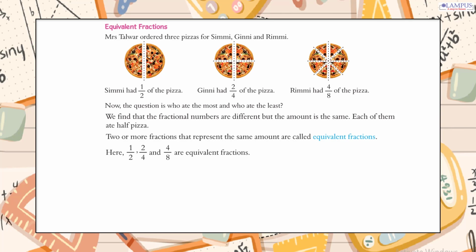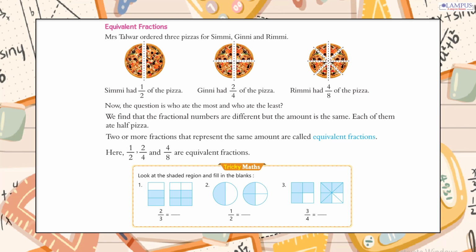We find that the fractional numbers are different but the amount is the same. Each of them ate half a pizza. Two or more fractions that represent the same amount are called equivalent fractions. Here, 1 by 2, 2 by 4, and 4 by 8 are equivalent fractions. Tricky maths. Look at the shaded region and fill in the blanks.